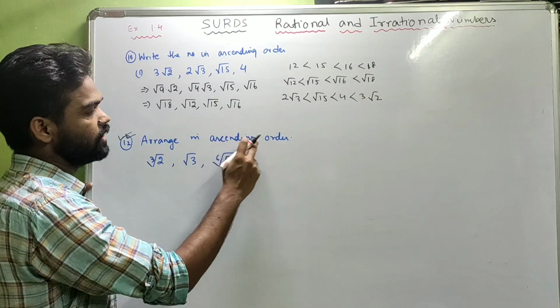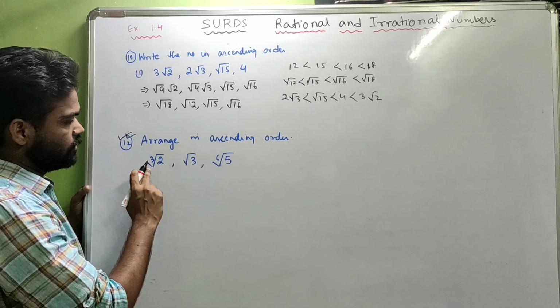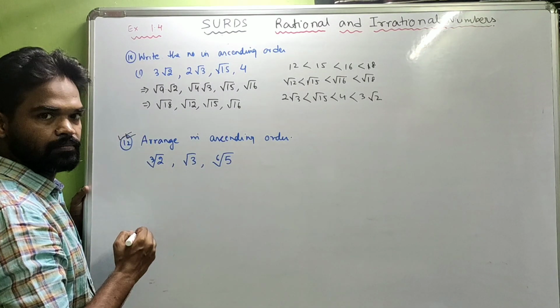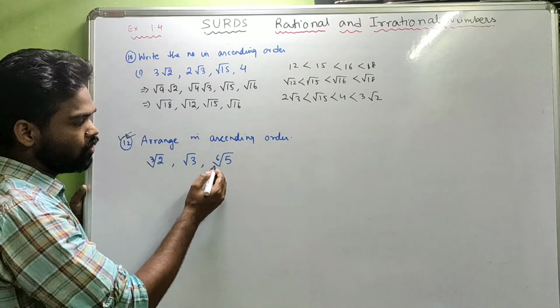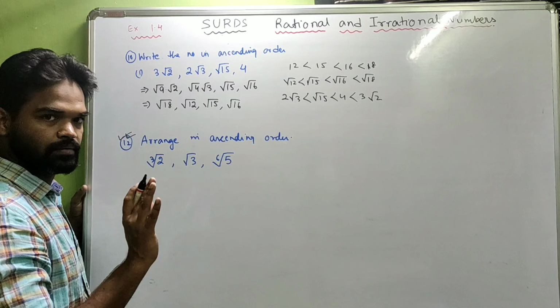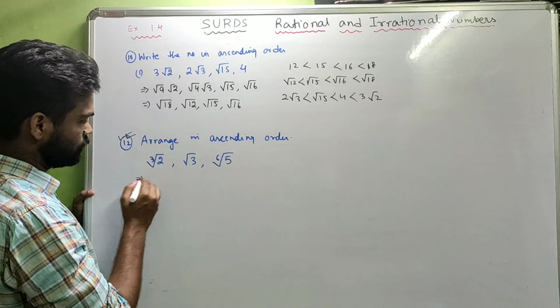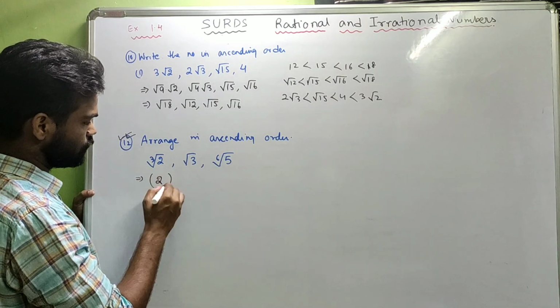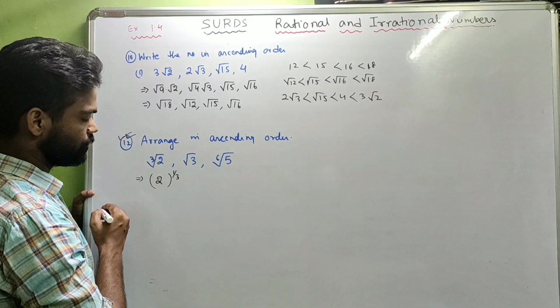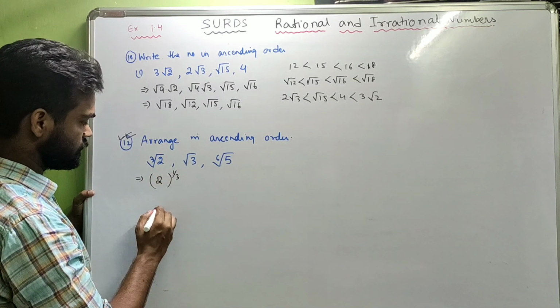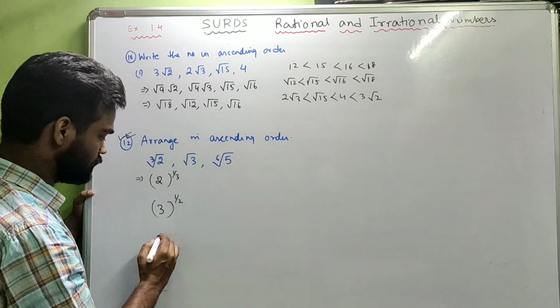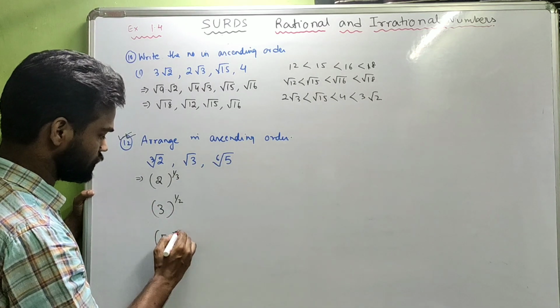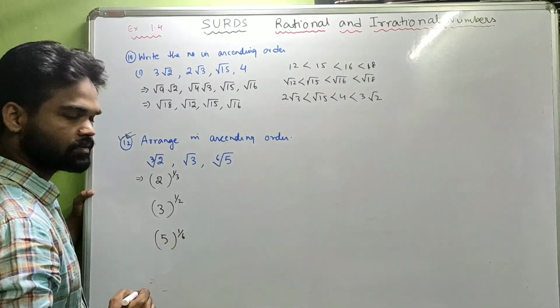Now look at the last sum of this exercise, sum number 12. Arrange in ascending order. See, the radical is different. Over here the order is 3, over here the order is 2, over here the order is 6. Okay, look carefully how I do. This I can write 2 to the power 1 by 3. This I can write as 3 to the power 1 by 2. And this I can write as 5 to the power 1 by 6.